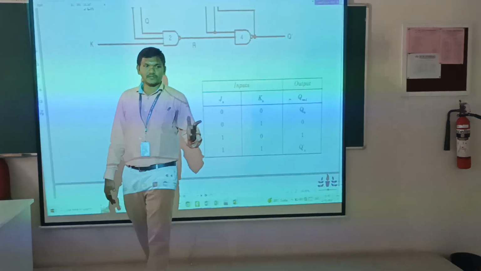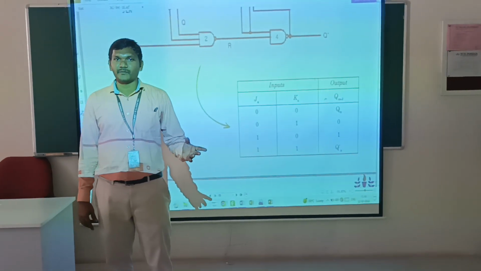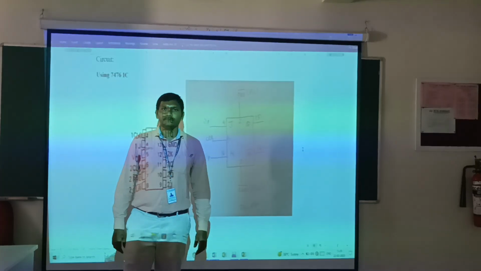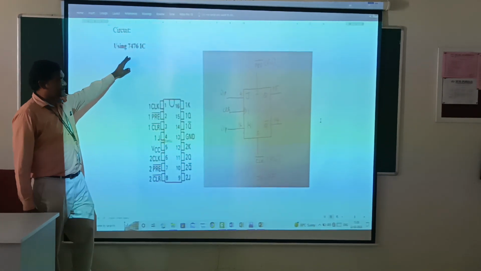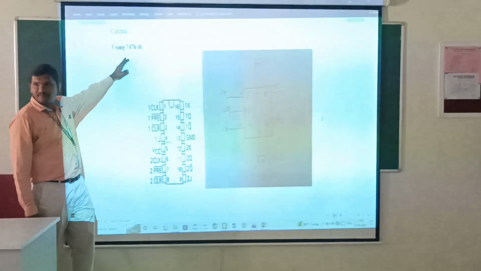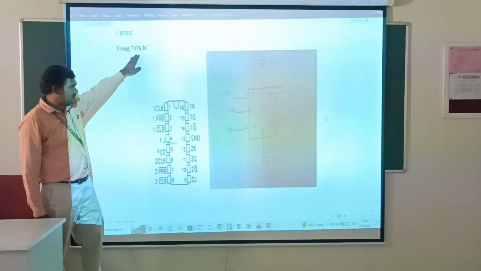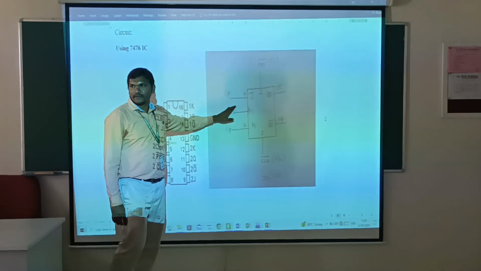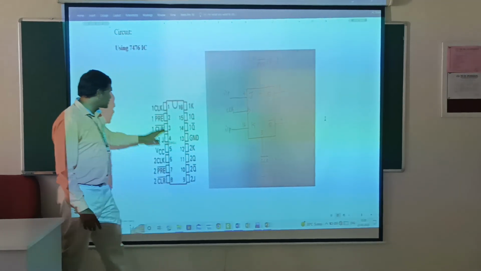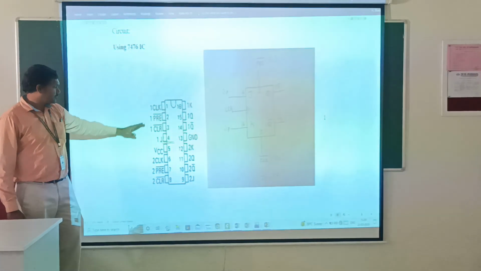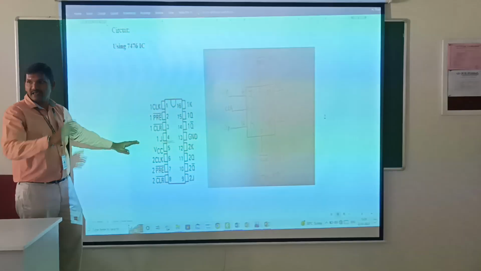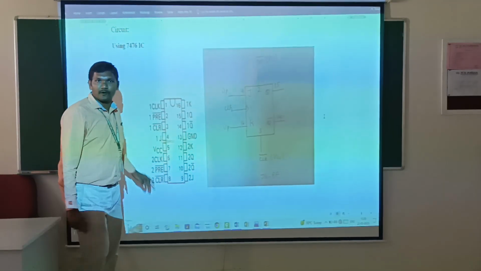Yes? So now let us quickly look into the implementation of this. The IC that we are going to use for implementing the JK flip-flop is IC 7476. This is the block diagram we have just seen. This is the pin configuration of the IC 7476. Probably you can look into it. Now let us see how it is going to work with the help of the logic gates.